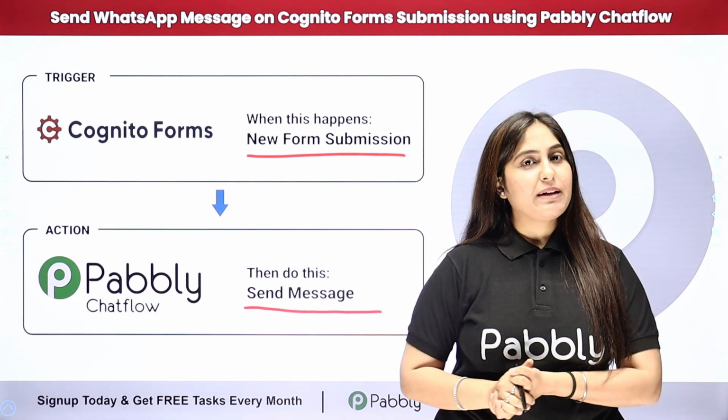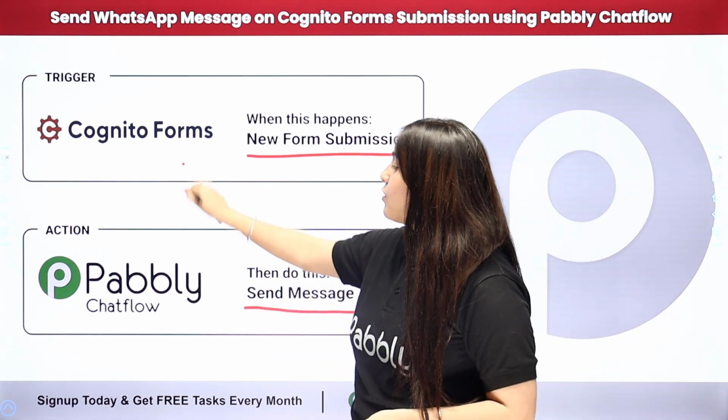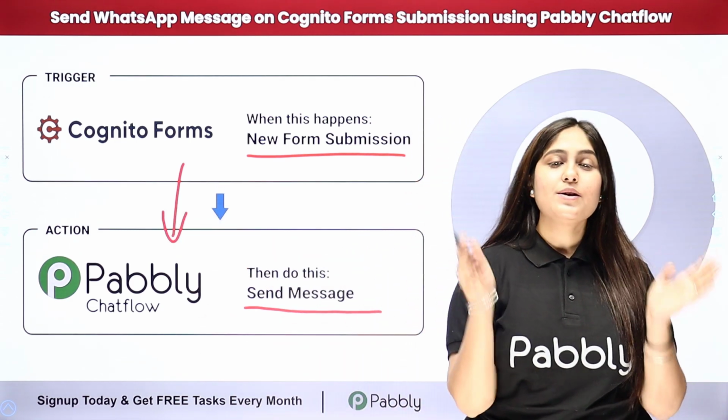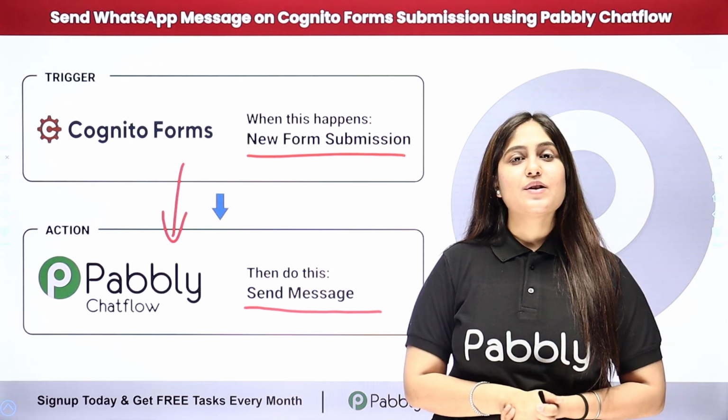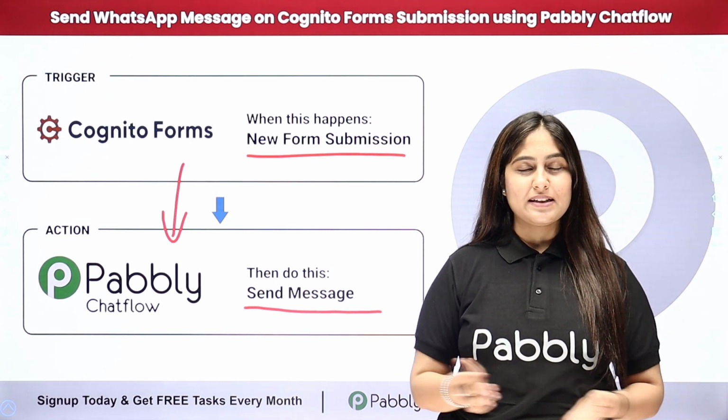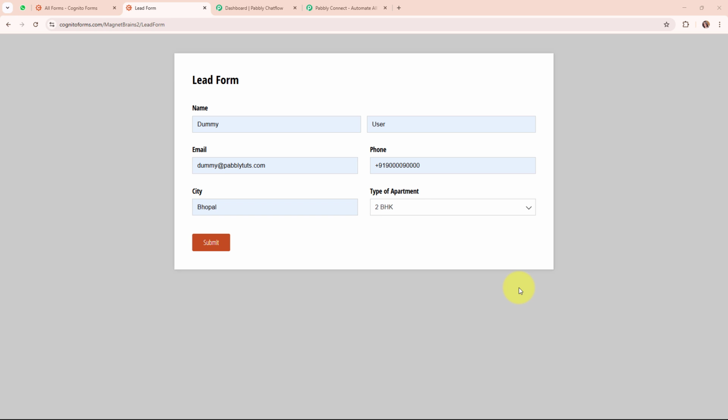To automate the entire process, I need to connect my Cognito Forms with my Pabbly Chatflow, using an automation software named Pabbly Connect. To see the working of this automation and to learn this process step by step, let me take you to my screen. Welcome to my screen.